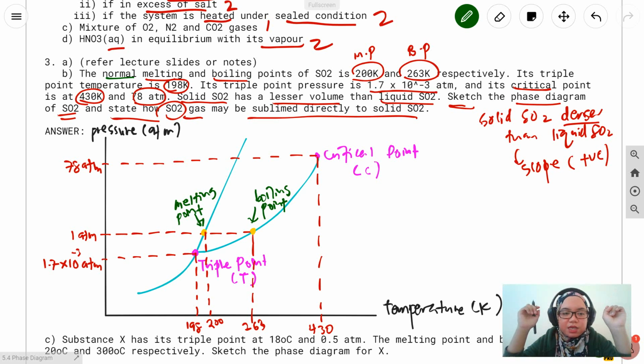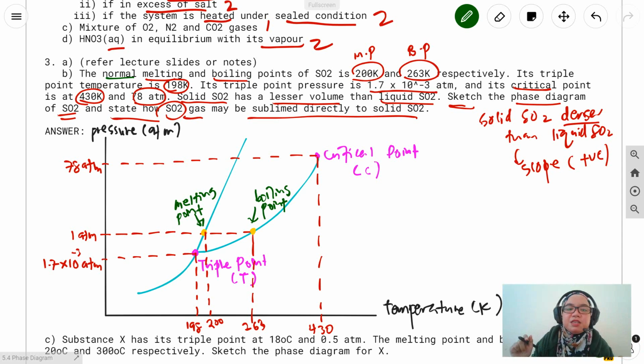First, lukis dia punya axis dulu, pressure dengan temperature and label. Second, lukis dia punya lingkungan tu. Third, awak tengok solid liquid line dia tu. Tengok dia solid dia denser ke less dense. Kalau denser dia punya slope positif kan. So terus lukis slope dia.